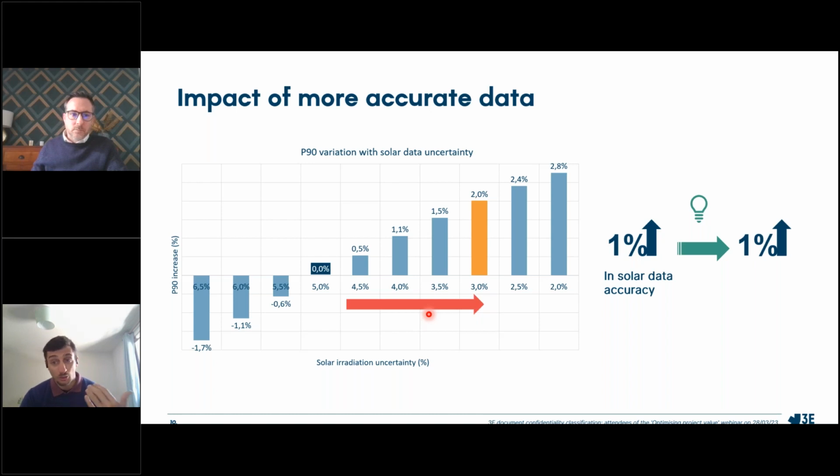Of course, the other impact of using more accurate solar data is that you have a more accurate P50 value because your confidence interval gets smaller. But here, the most important thing that we would like you to remember from this webinar is this one-to-one rule. 1% more accurate data, 1% P90 increase, P90 10 years, of course.